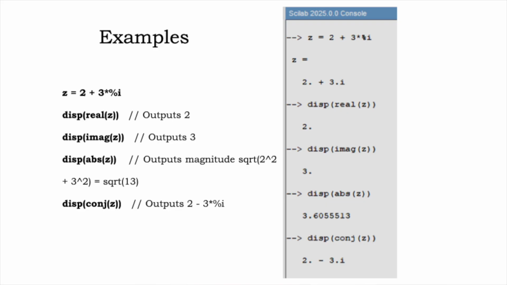For example, z is equal to 2 plus 3 multiplied by percentage i. DISP displays the real part by computing the real part of the complex number as real z. Displaying the imaginary part is done like this. Displaying the absolute value is also done in this way. Then displaying the conjugate will be DISP within bracket conjugate of z, and we will get an output as seen.